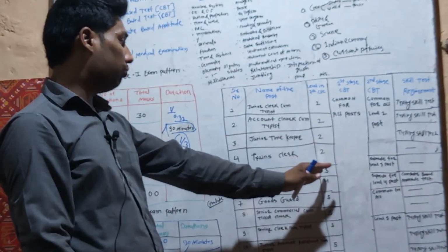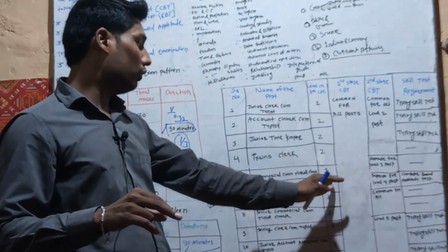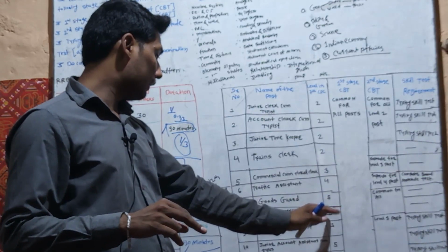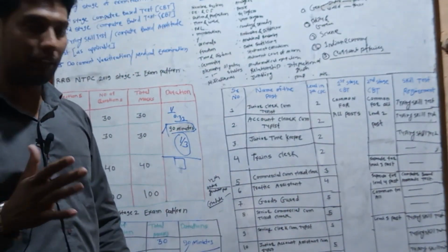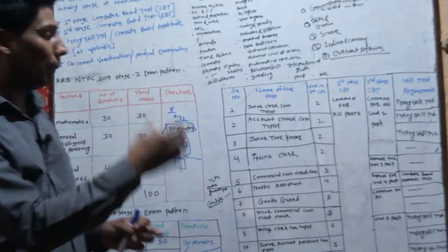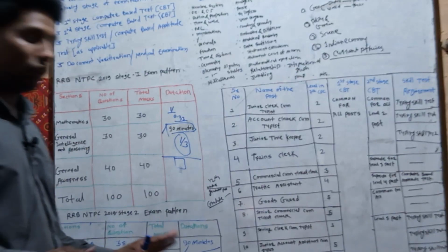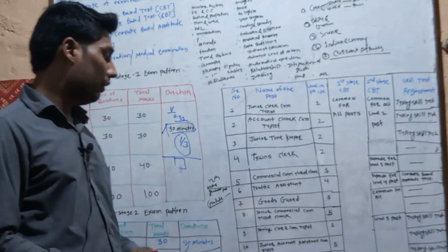For the first 4 posts there is the second level of test. For the 5th post there is the third level, for the 6th post there is the 4th level of examination, and for the 7th, 8th, 9th and 10th posts there is the 5th level of examination. There is also a typing test for the post of 10.